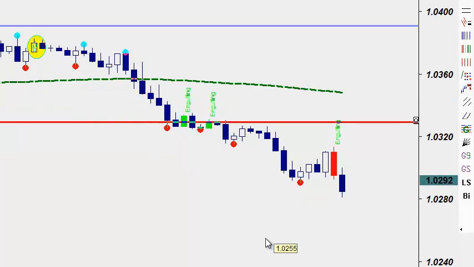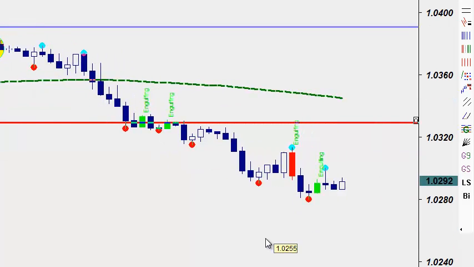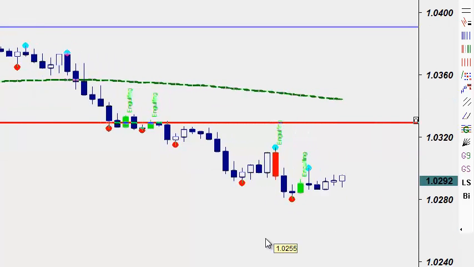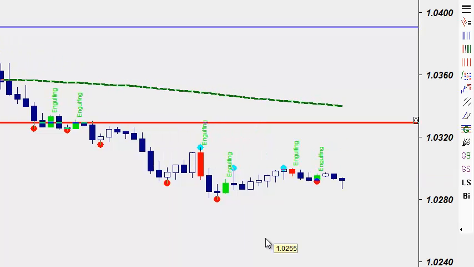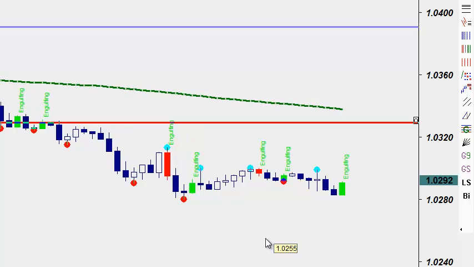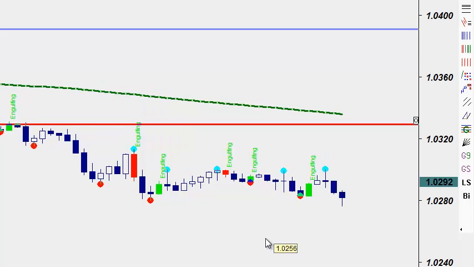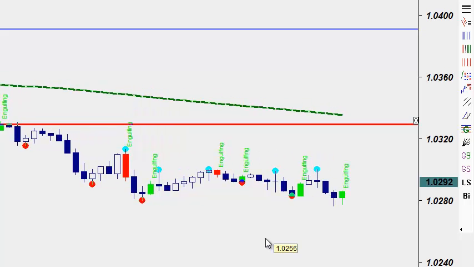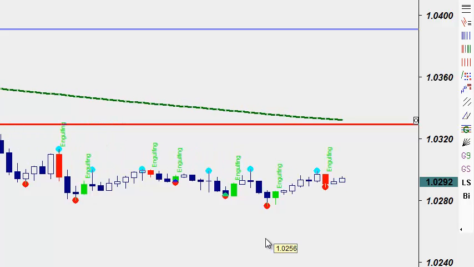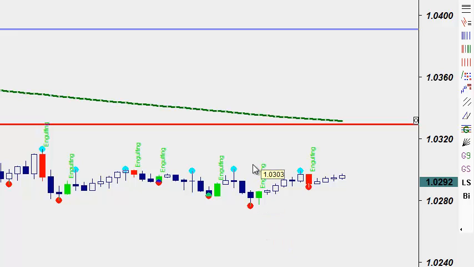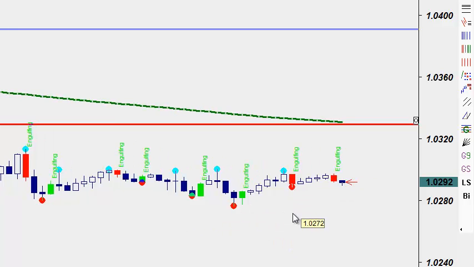Really took a deep extension here. Made the move to the downside. You know, they call the CAD the loony. Well, now you know why. I'm hoping I don't run out of candles here because these are really narrow. Really, really narrow. And now I'm at current price. Okay.